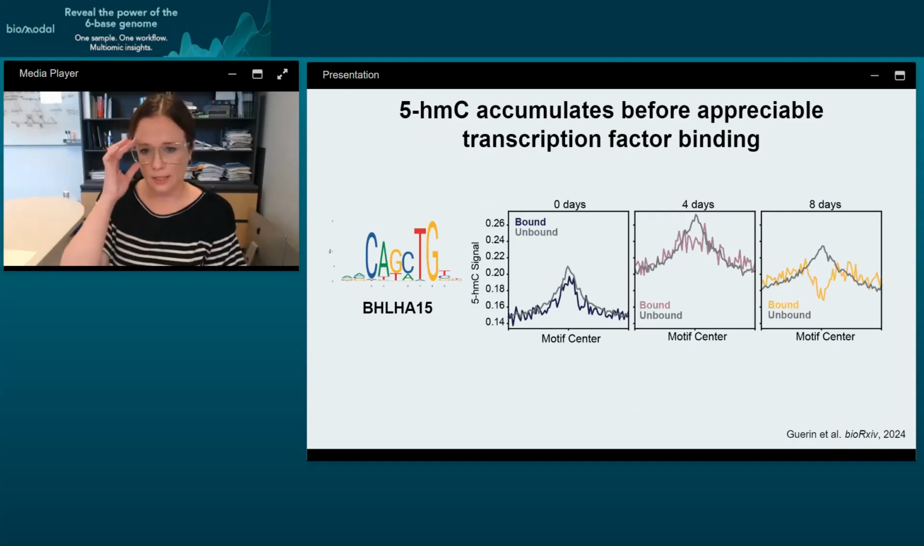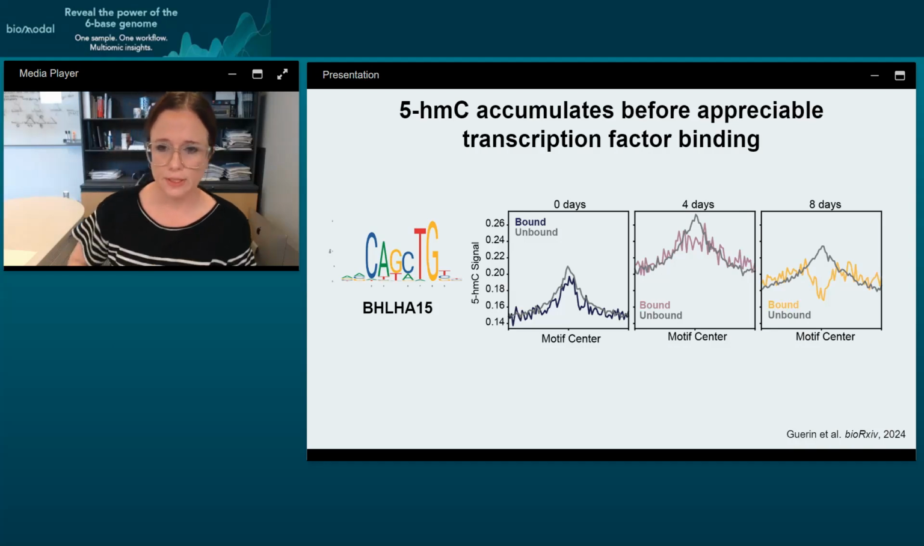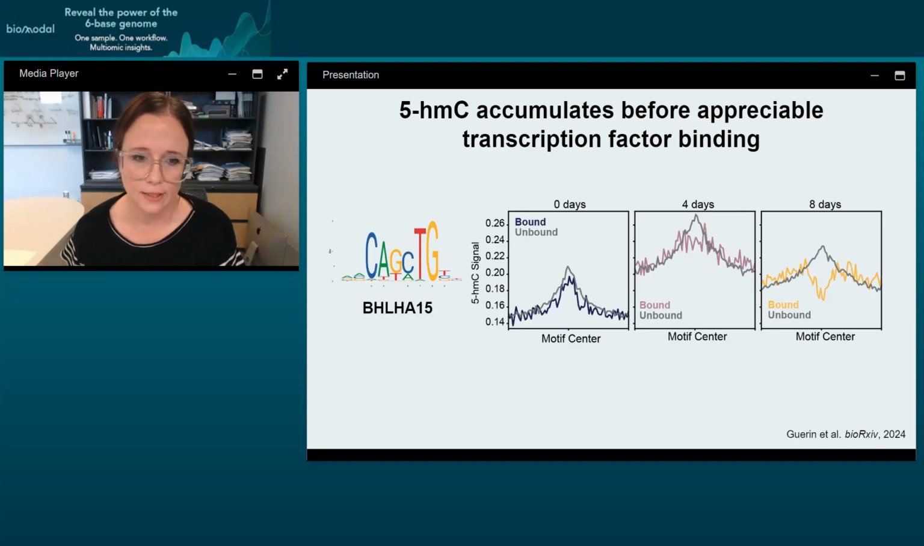And then if we look even within transcription factor footprints, we see something very similar. This is an example of a footprint for this transcription factor that I've highlighted on the left. And we have the 3 different time points at which we performed 6-base sequencing. What you can see is that we can distinguish with our footprinting method bound and unbound transcription factor binding sites and measure hydroxymethylation within those sites. At 4 days, you see an accumulation of 5-HMC that diminishes by 8 days and is highly depleted in the bound DNA fragments. So it looks like you get these increases in hydroxymethylation that accumulate before appreciable transcription factor binding, which was very surprising and interesting to us.